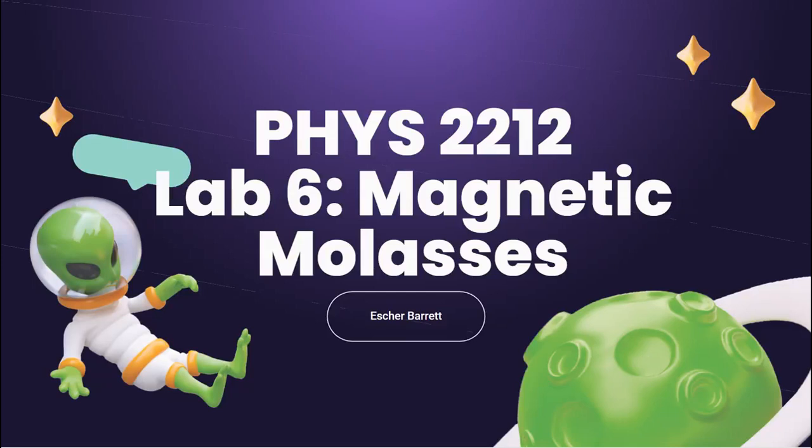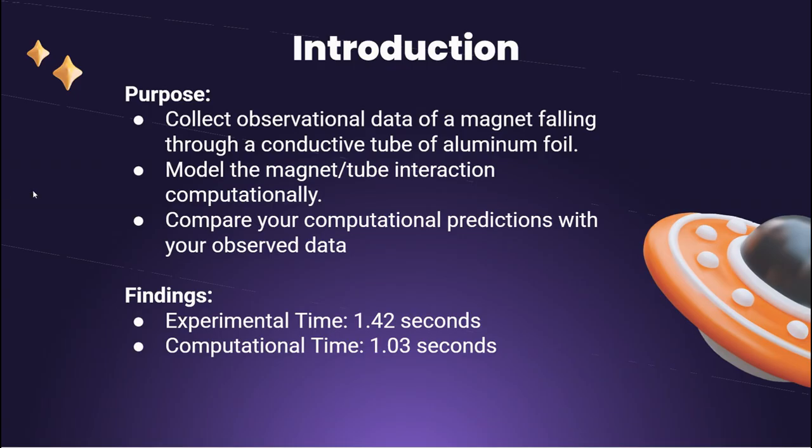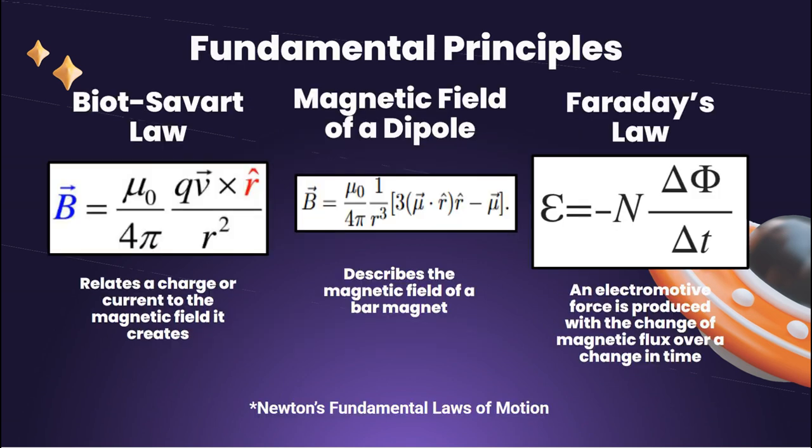This is Physics 2212, Lab 6, Magnetic Molasses. The purpose of this lab was to collect data of a magnet falling through a conductive tube of aluminum foil, model that computationally, and then compare the computational predictions with our observed data. A brief glimpse into the findings is that the experimental time we found to be 1.42 seconds on average, and the computational time was 1.03 seconds.